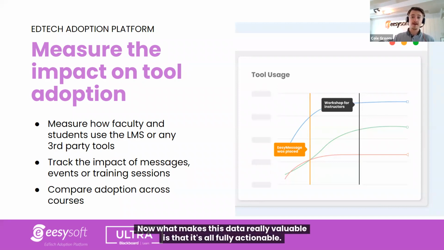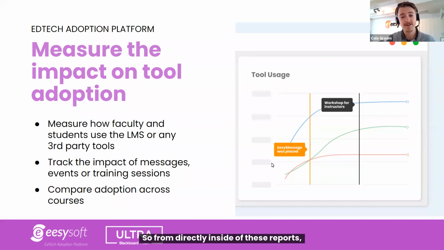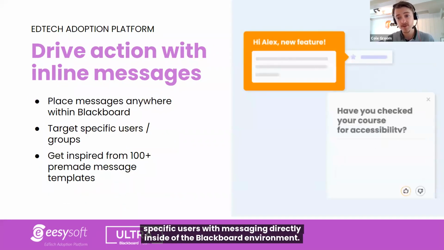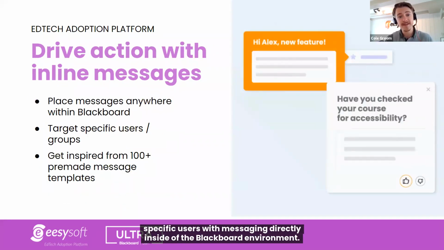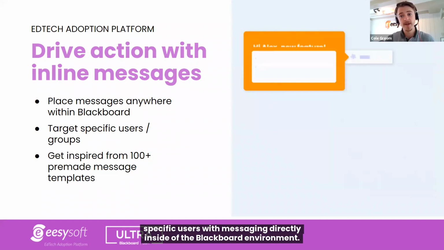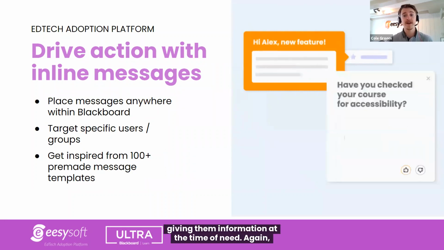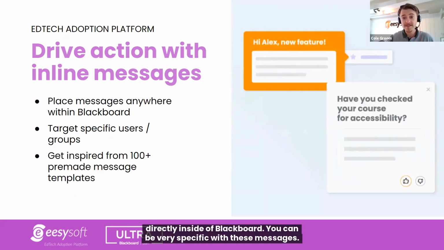What makes this data really valuable is that it's all fully actionable. From directly inside of these reports, you can create what we call messaging campaigns to target and segment specific users with messaging directly inside of the Blackboard environment. So you're going to be able to communicate more effectively with your users, giving them information at the time of need, again, directly inside of Blackboard.